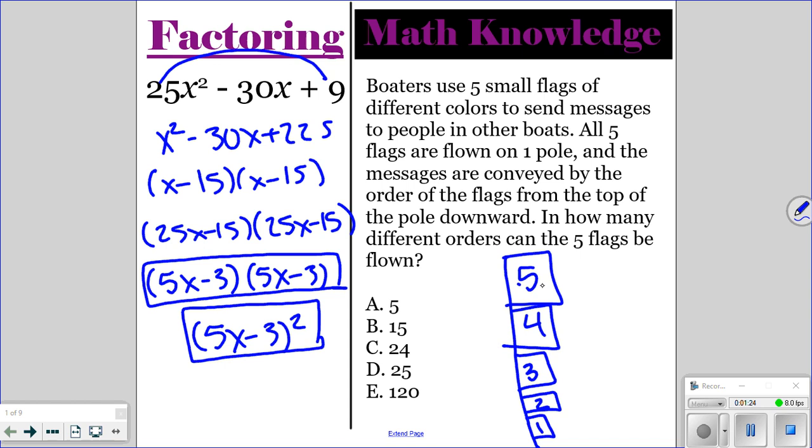So you're just going to multiply 5 times 4 times 3 times 2 times 1, or just 5 factorial. And so that should give you 120. So you can have 120 different messages from your 5 flags.